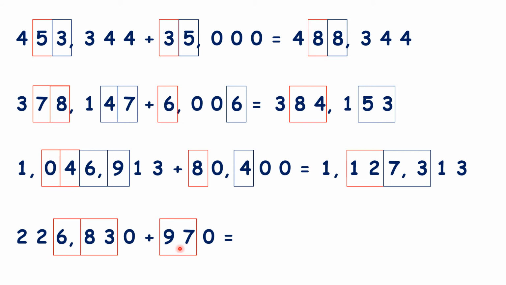Well, 97 is 3 less than 100, so we can add 100 and then take away 3. So adding 100 gives us 783, and then subtracting 3 gives us 780. So in our answer, all of the digits are the same, except that we now have 780 in the digits we've circled.